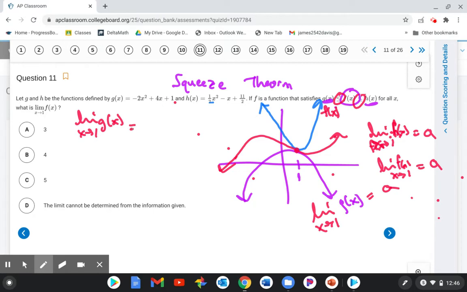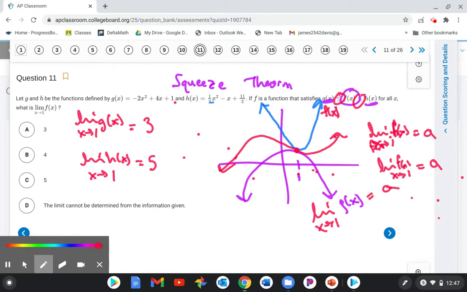Then we can just do a direct substitution. It looks like we're going to get -2 plus 4, which would be 2, plus 1, which would be 3. Okay. And the limit of h of x as x goes to 1, same deal. 1/2 minus 1, which would be -1/2, plus 11/2, so it would be 10/2, so that would actually be 5. Okay, so what happened here is the squeeze theorem actually fails here.